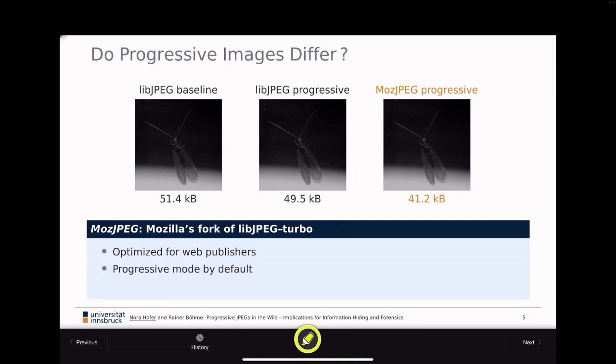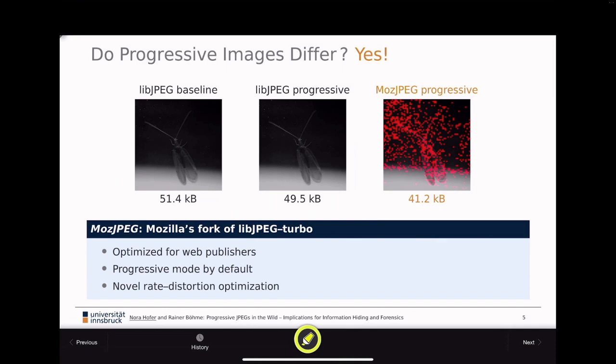Now, how is this done? Well, it outputs the progressive mode per default, so it does some scan script optimization. We'll talk about that later. But also, it introduces a novel rate distortion optimization. And what you can see here in red are the pixel blocks that differ in at least one DCT coefficient between the MozJPEG and the libjpeg image.